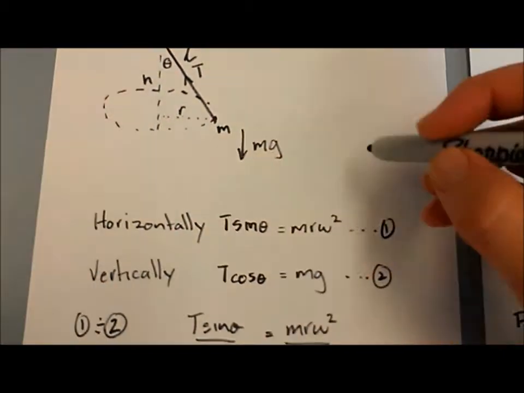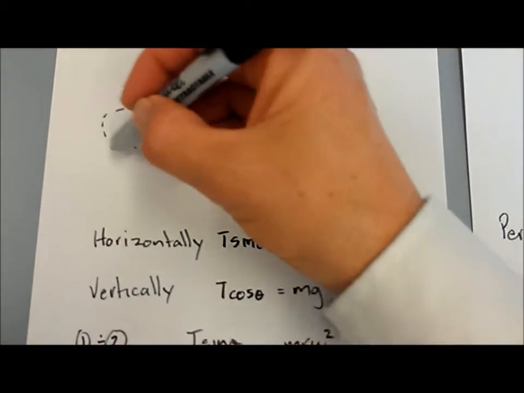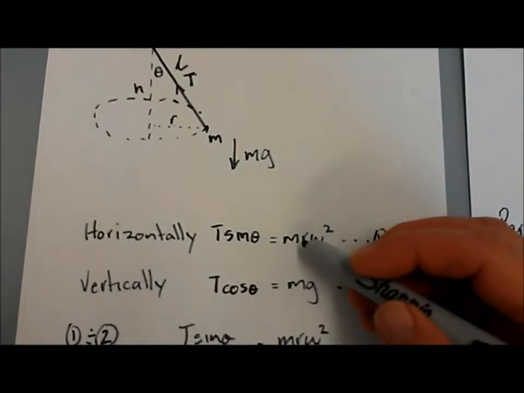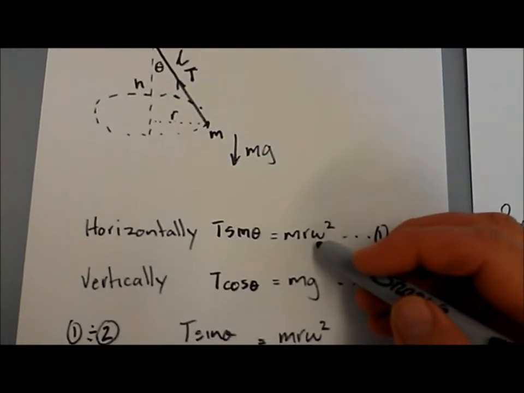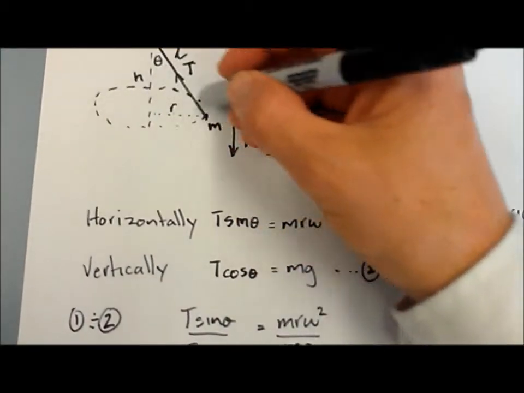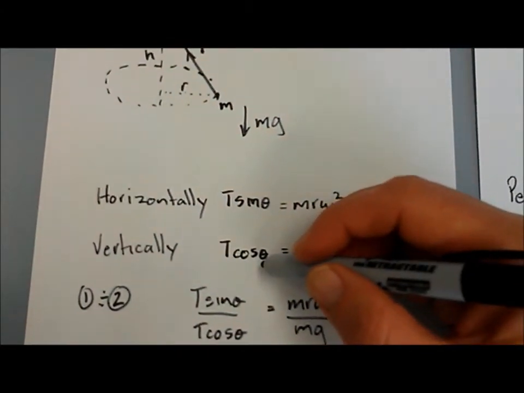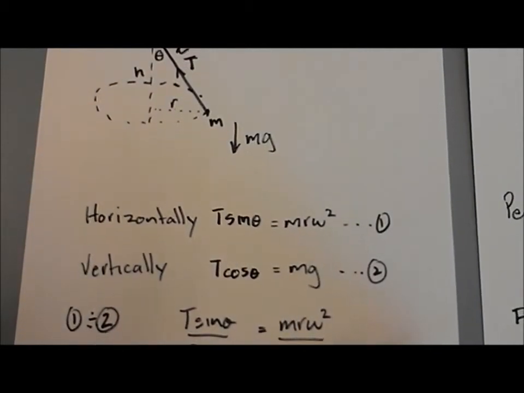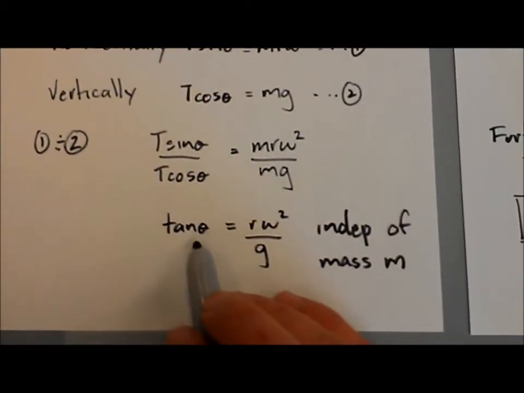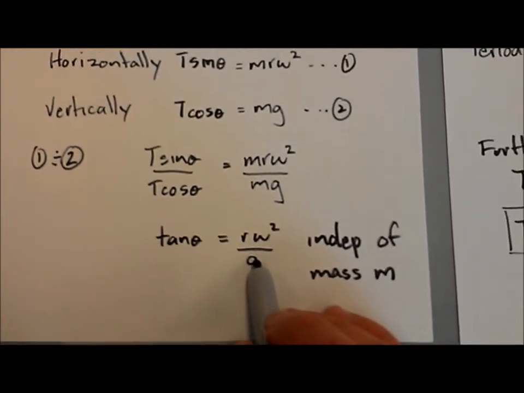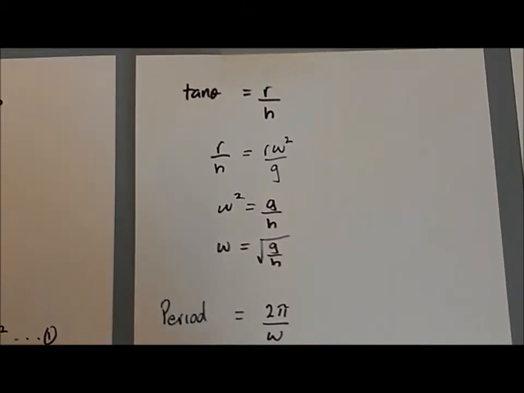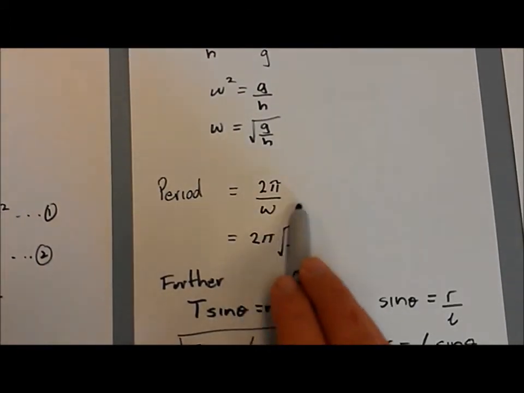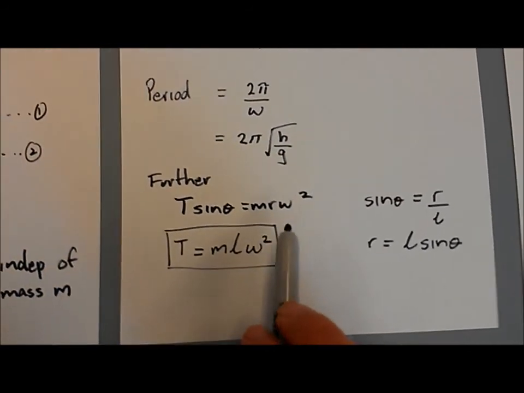It's useful to remember that if the pendulum is in a uniform circular motion, the horizontal component of this tension force must be equivalent to m r omega squared. If the pendulum's not bobbing up and down, if it's staying in a plane, then the vertical component of the tension force must be equal to mg, the vertical force acting on that mass. Division gives me a formula for tan theta, and taking it a little bit further, I can get a formula linking omega, g and h. Period of motion, and then further this one down here.